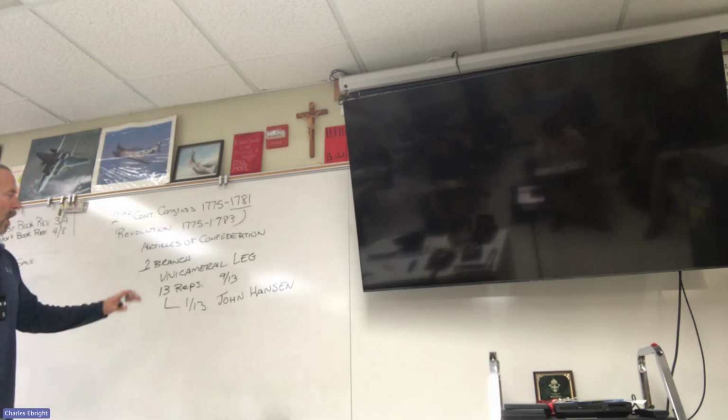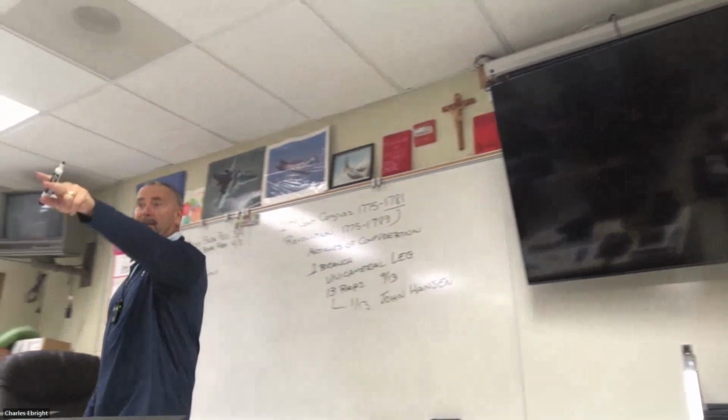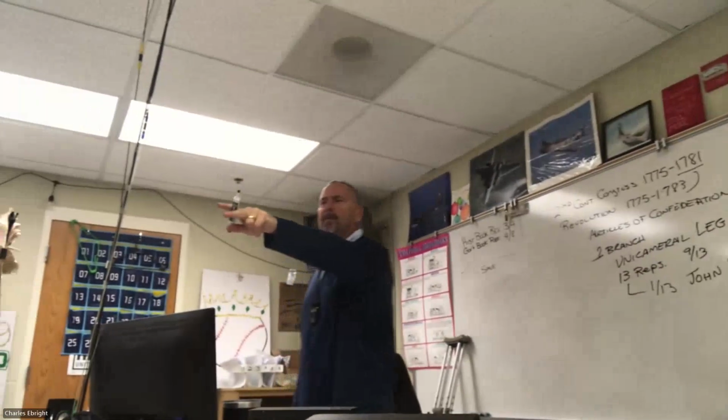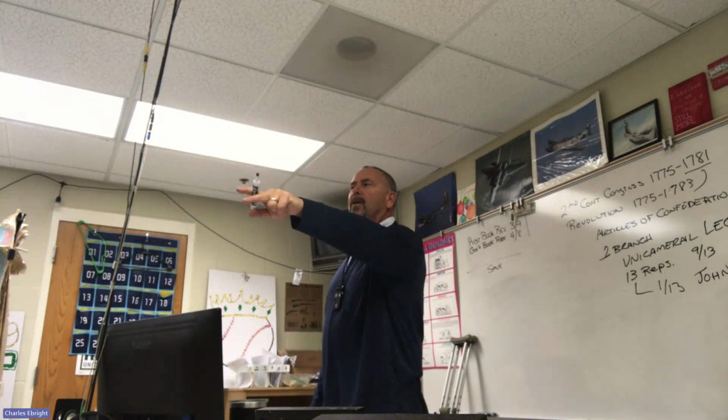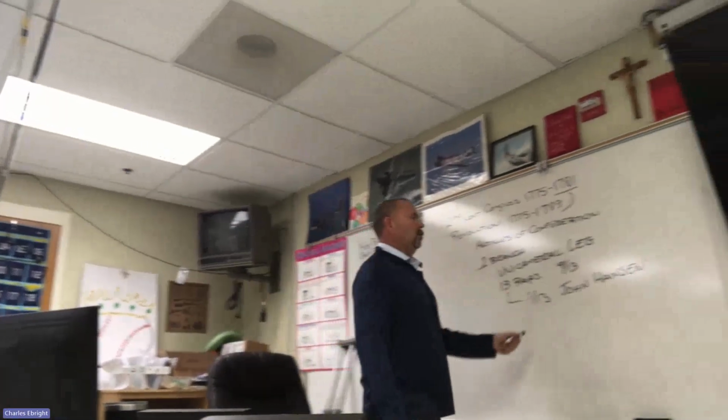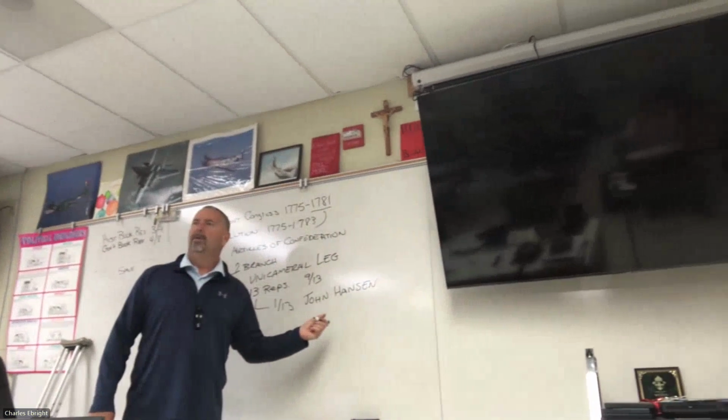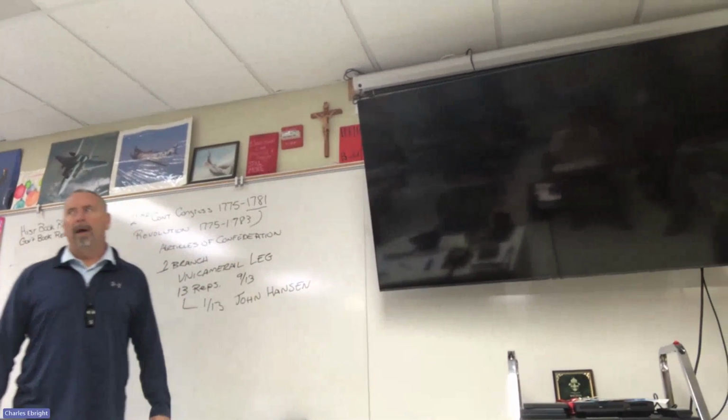Now, since the other 12 chose John Hanson, what kind of system is that? That's a dictatorship. Representative. What kind of system is that? Monarchy. Republic. The legislature chose the leader. Parliamentary people, come on.